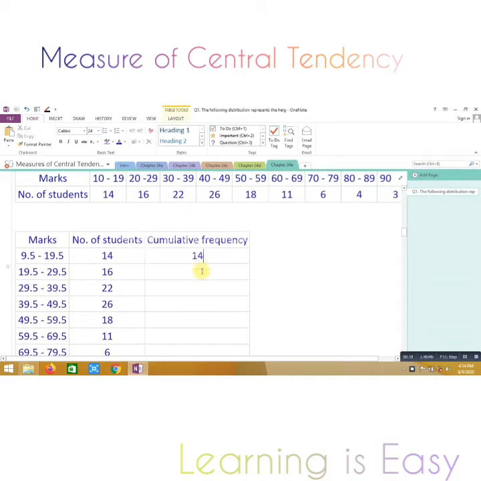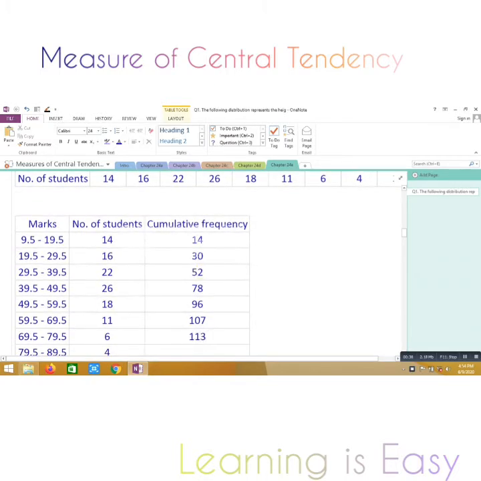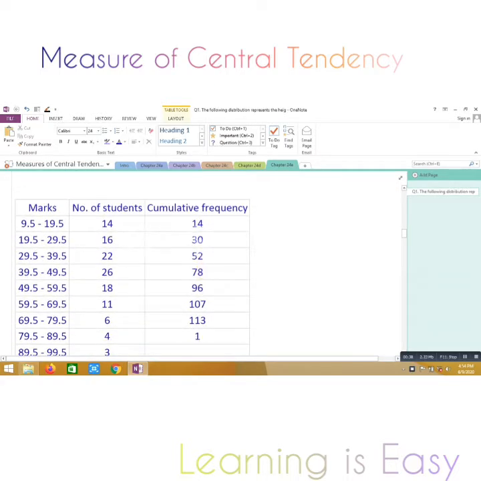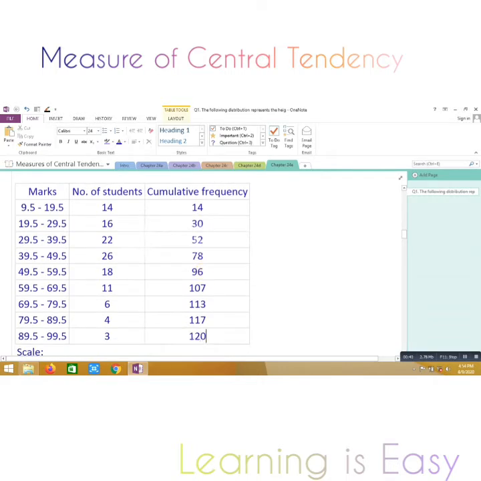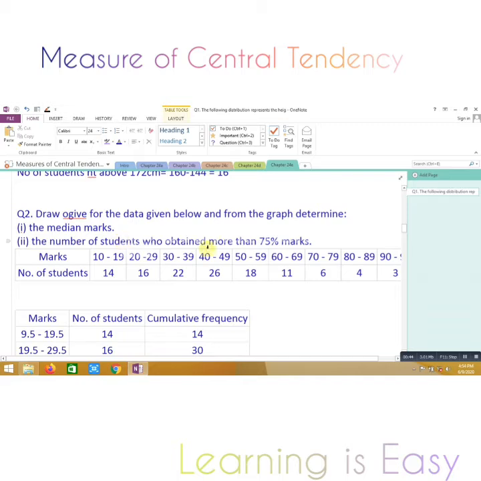14 plus 16 makes 30, 30 plus 22, 52, 52 plus 26, 78, 78 plus 18, that's 96, 96 plus 11, 107, 107 plus 6 makes 113, 113 plus 4 is 117, 117 plus 3 is 120 students. So total number of students is 120.